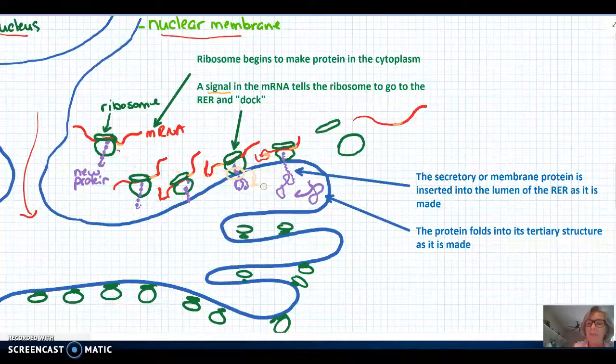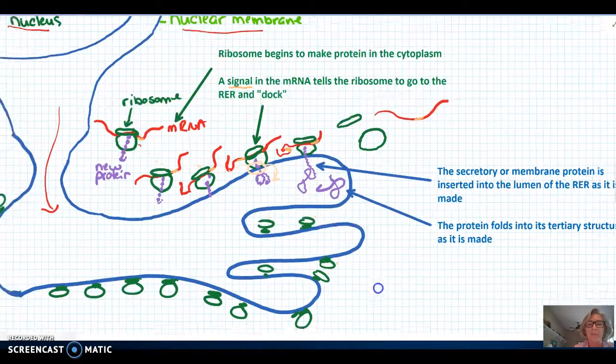Now, proteins fold up into their secondary and tertiary structure as soon as they're made. As soon as they're made, those interactions between the backbone form the secondary structure. The interactions between the R groups start forming the tertiary structure. So you'll see that proteins are already folded up as soon as they are made. And the RER has many, many ribosomes docked onto it, each one making a protein that is either going to be inserted into a membrane or exported from the cell.